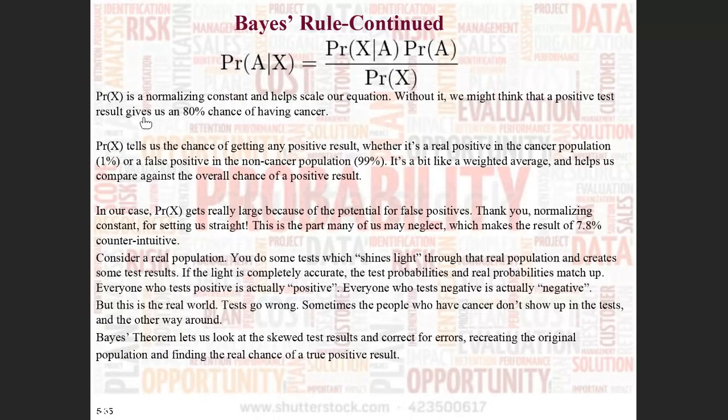Continuing, the probability of X is what's referred to as a normalizing constant. It helps scale the question. Without it, you might think that a positive test result gives you 80% chance of having cancer. The whole point of Bayes' theorem is basically it's a correction for the results.